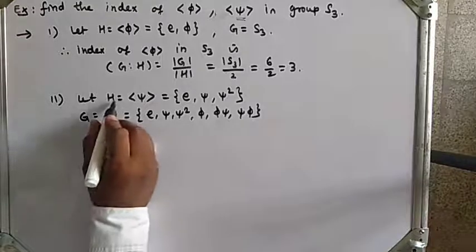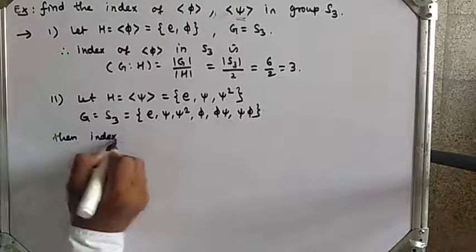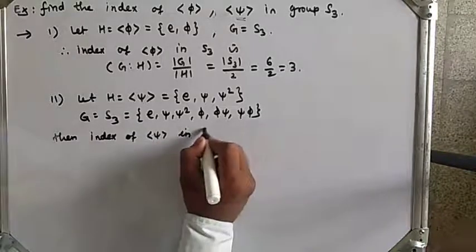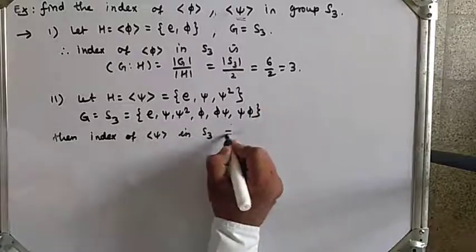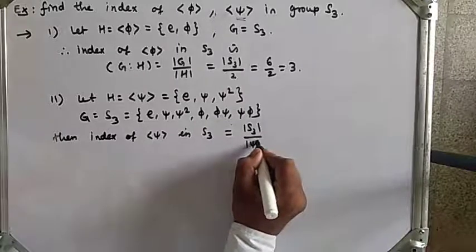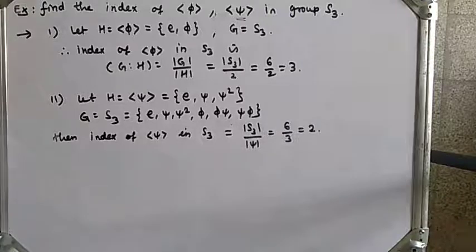Therefore index of H in G, that is index of psi in S3, is equal to order of S3 upon order of psi, which is equal to 6 upon 3, which is equal to 2. So total there are 2 cosets here.